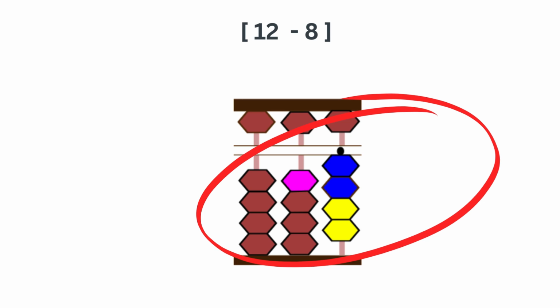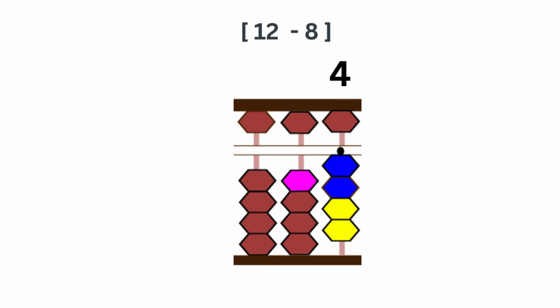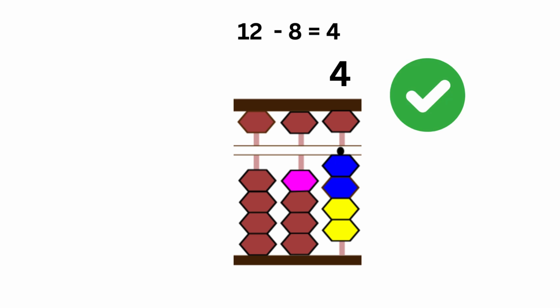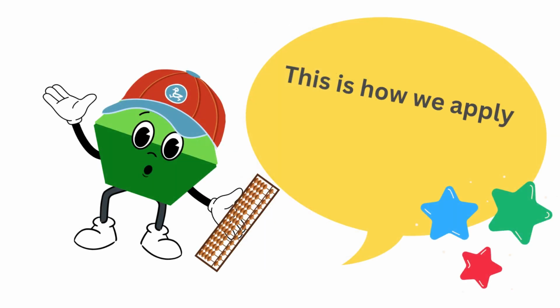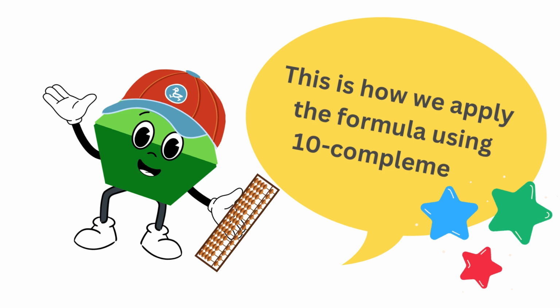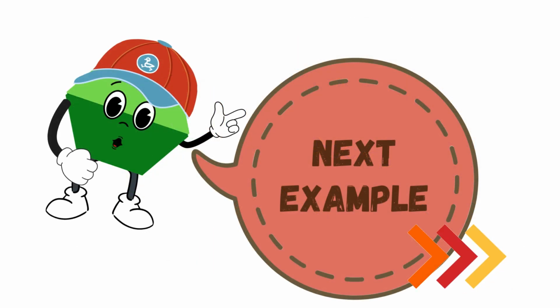Now, count the remaining beads on the bar. There are 4. Therefore, 12 minus 8 is equal to 4. This is how we apply the formula for subtraction. Notice that we use the same pairs of numbers, but we apply them differently compared to addition. Next example.